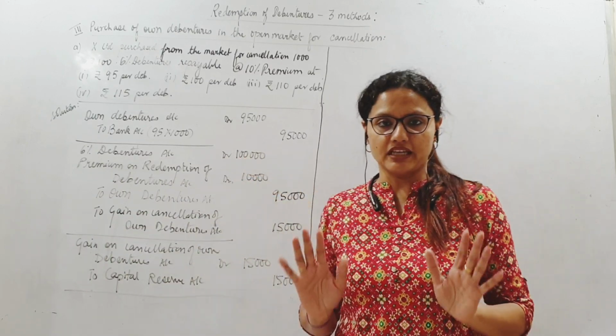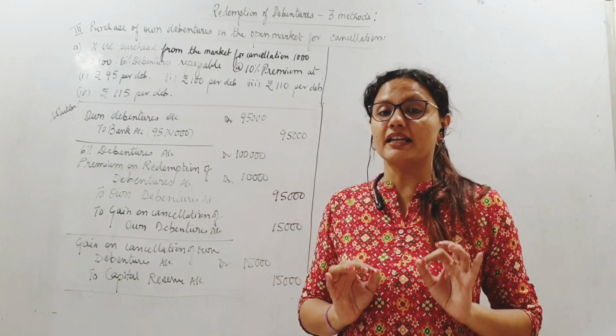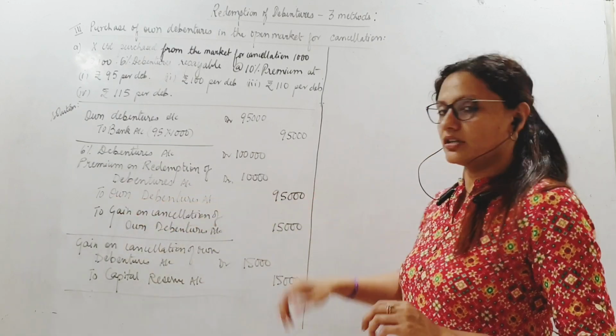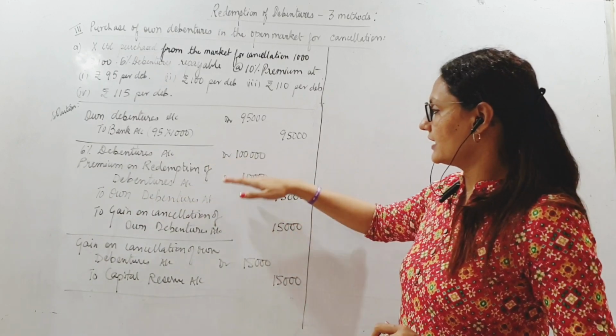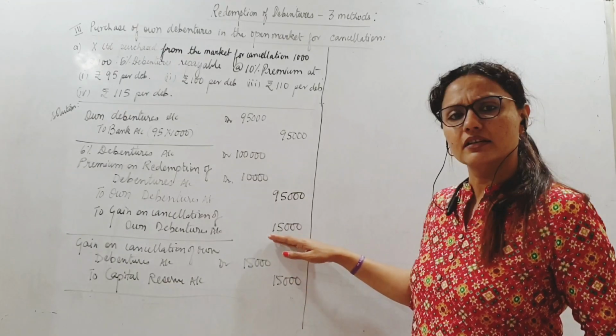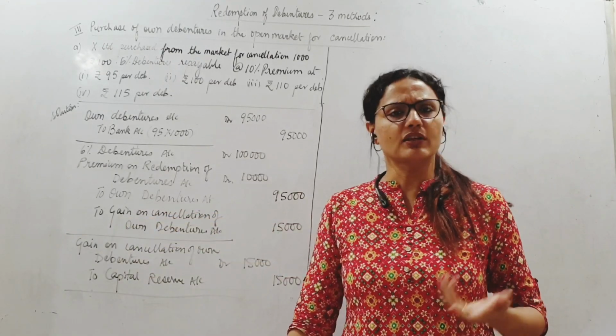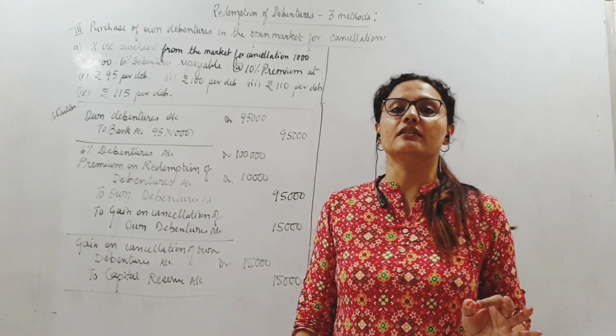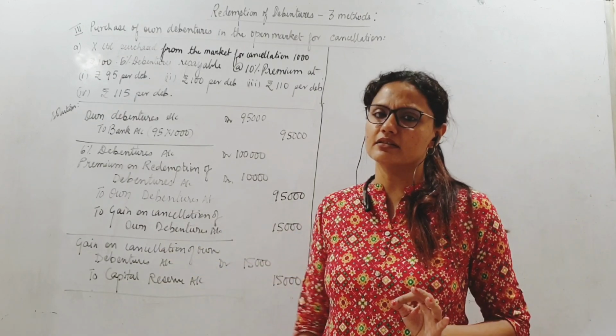1,10,000. आ गया ना? Debit. This is what I had to give. This was my liability. I am cancelling it. Against what? My own debentures, 95,000. I am comparing 1 lakh plus 10 against 95. Now 15,000 profit. So this gain on cancellation, you can also write profit on cancellation of own debentures is 15,000, which I transfer to capital reserve.